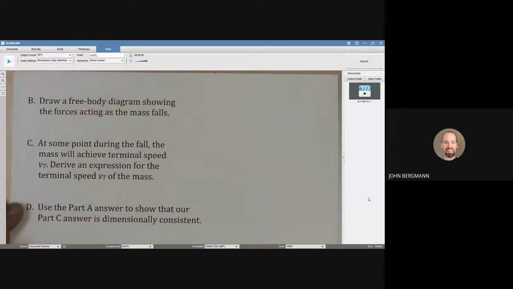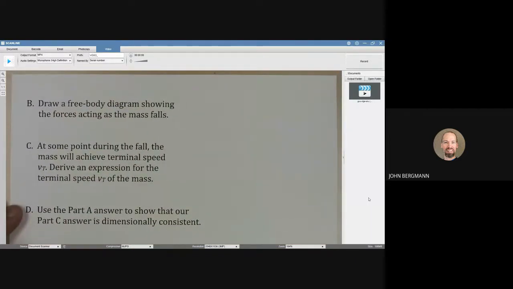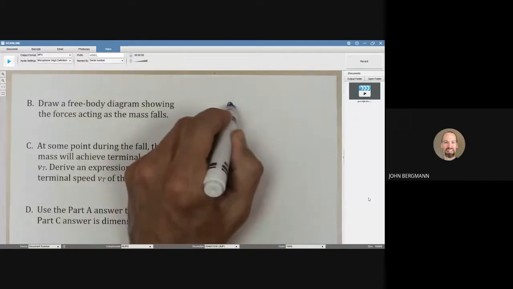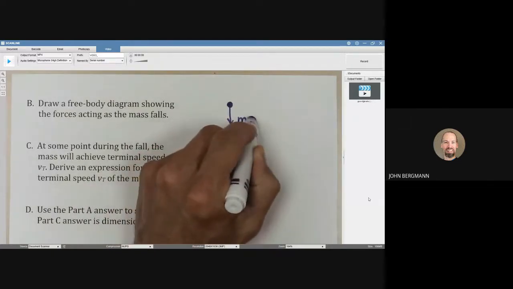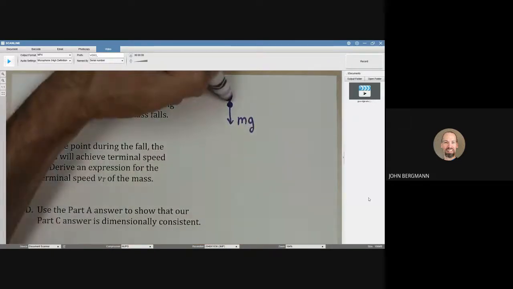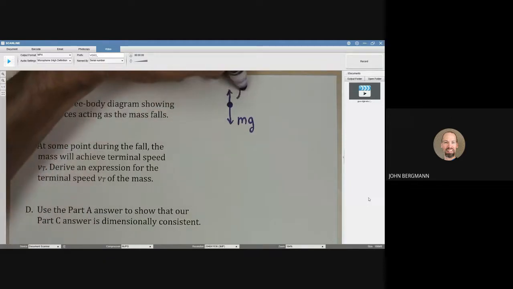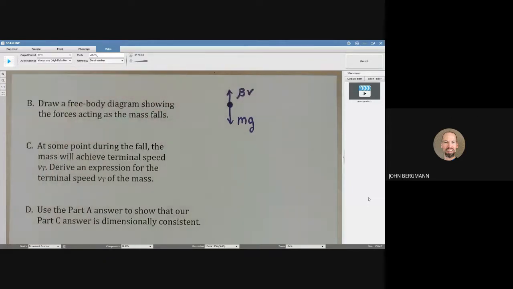Draw a free body diagram showing the forces acting as the mass falls. As this mass falls, it's going to have mg acting downward, and then there's going to be this drag force, which is equal to beta times the speed upward. At some point during the fall, the mass will achieve terminal speed v sub t. Write an expression for the terminal speed vt of the mass.